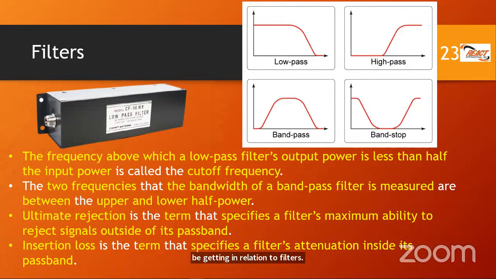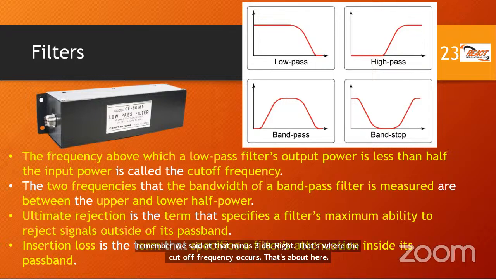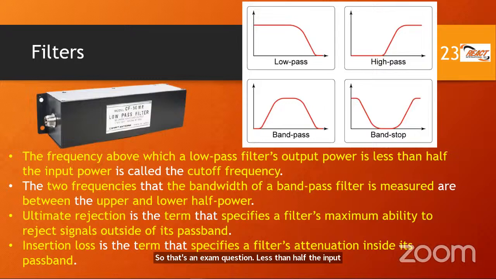So first of all, we did discuss this: the frequency above which a low-pass filter output power is less than half the input power is called the cutoff frequency. Remember we said that minus 3 dB, that's where the cutoff frequency occurs, that's about here. So that's an exam question. Less than half the input power for the output power is the cutoff frequency, all right?